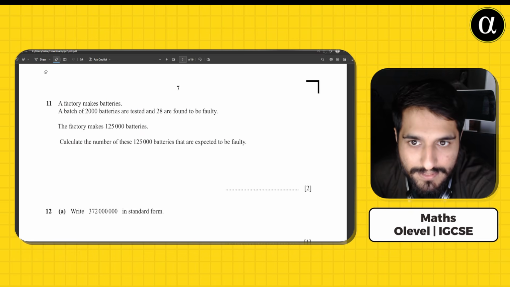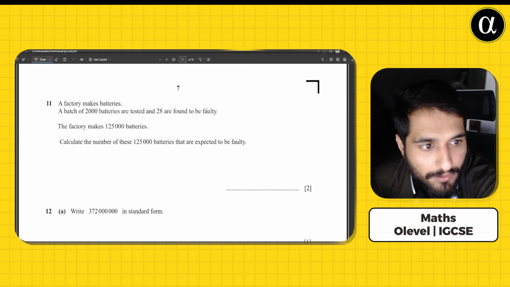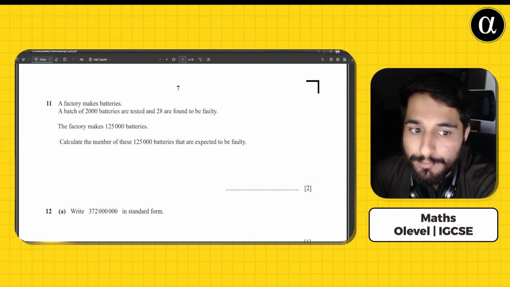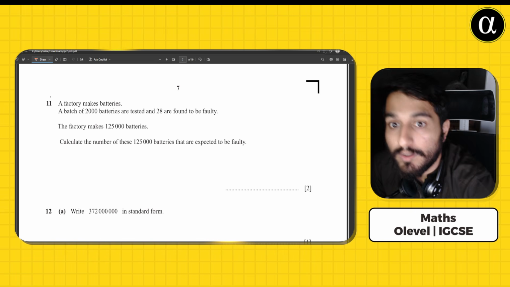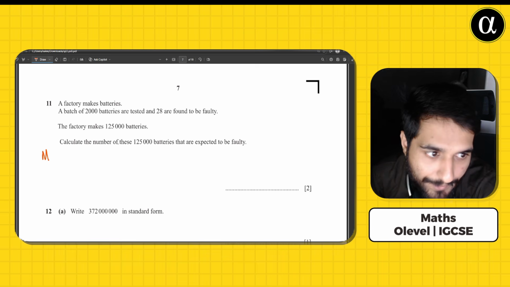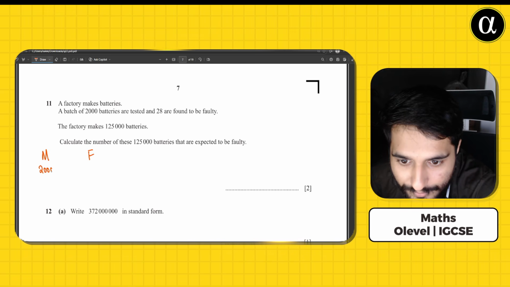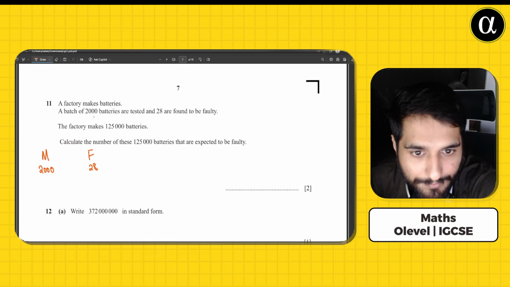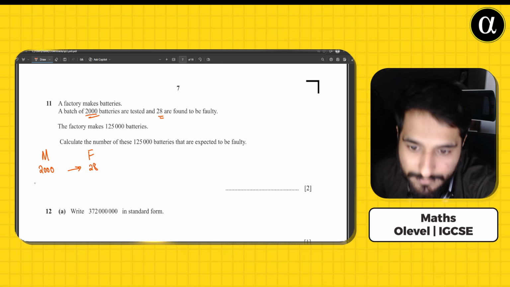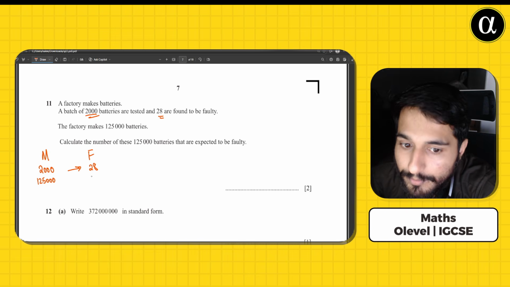Question 11 says that a factory makes batteries. A batch of 2000 batteries are tested and 28 are found to be faulty. The factory makes 125,000 batteries. Calculate the number of these batteries that are expected to be faulty. Now, what do we do for this case? Out of every 2000 batteries, there are approximately 28 that are faulty, right? So we'd say that 2000 results in 28, and similarly we need to find the amount that would be faulty if there are around 125,000 batteries made.